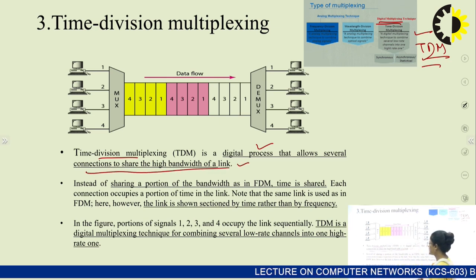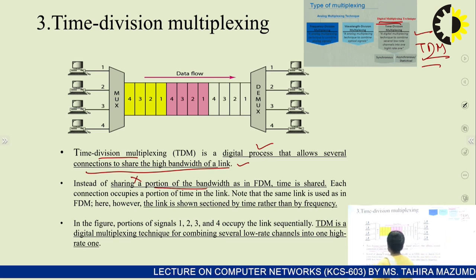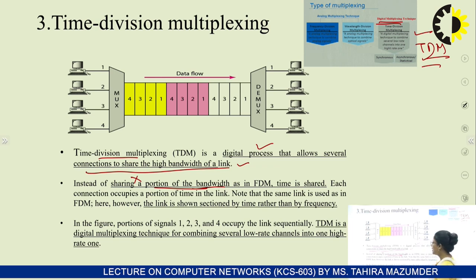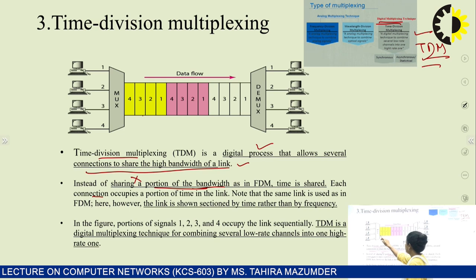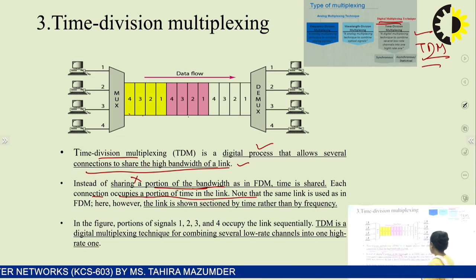It is a digital process. So in case of TDM, we don't share a portion of the bandwidth as in FDM. But what we do is that each of the connections occupies a portion of the time in the link. And the same link is used as in FDM.